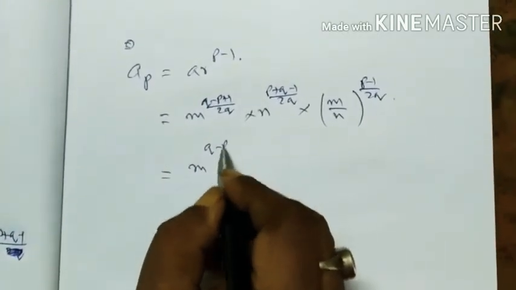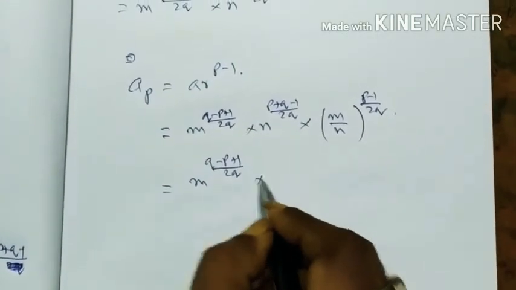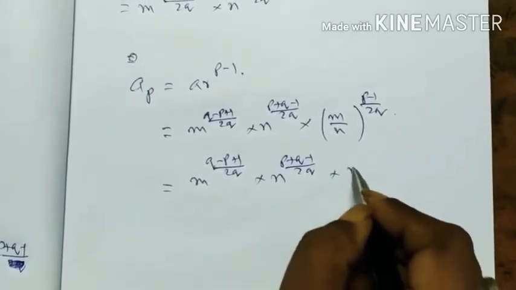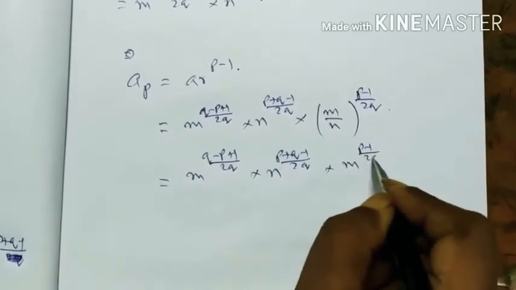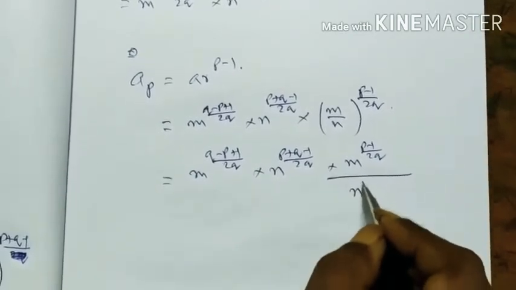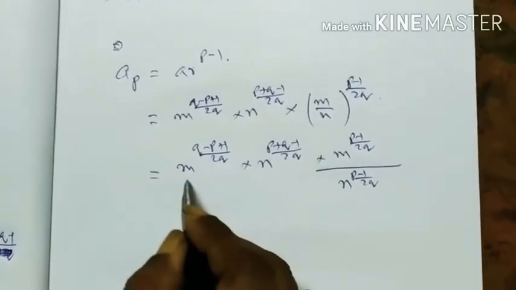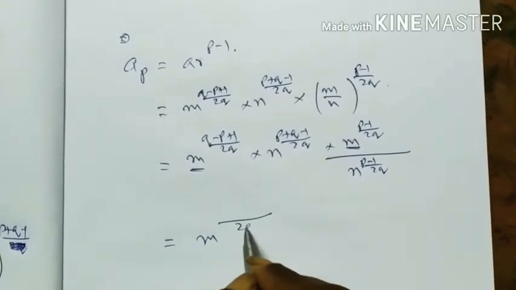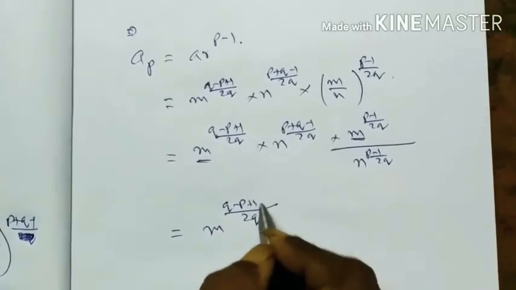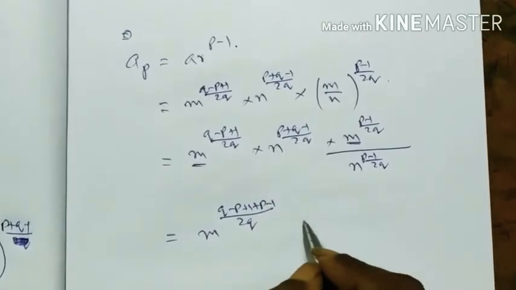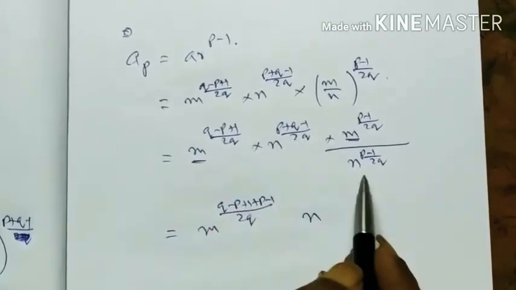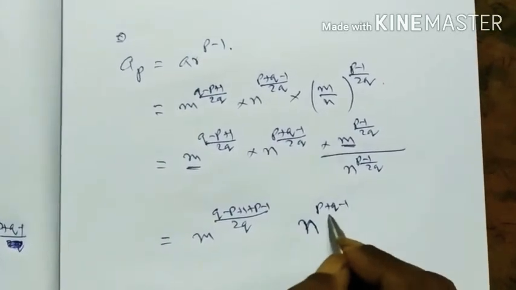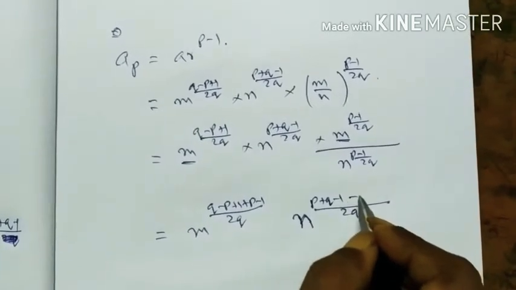we have to do some simplifications. 2Q into N to the power of P plus Q minus 1 by 2Q into M to the power of P minus 1 by 2Q by N to the power of P minus 1 by 2Q. Here this is the same base, so the powers will add up. So for M, the LCM is 2Q, Q minus P plus 1 plus P minus 1. And here it is divided, so according to the indices rule, it will be minus P plus Q minus 1. LCM will be 2Q minus P plus 1.